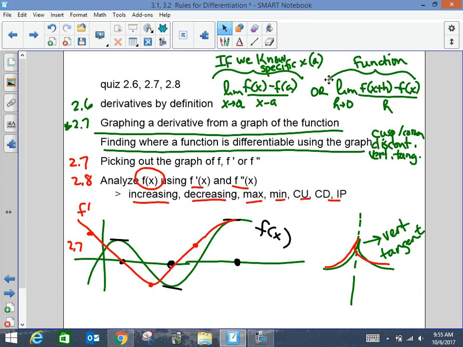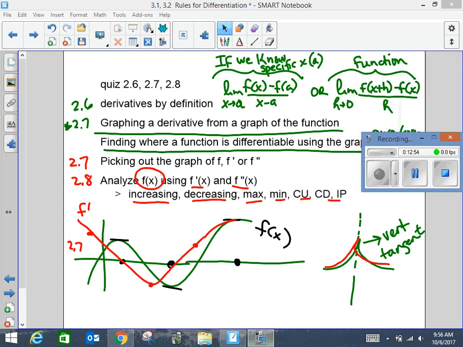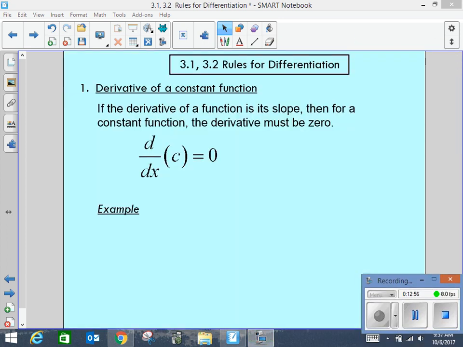All right. Are you still writing, or are we ready to move on to 3? Okay. Just 3.1. This is 3.2 as well, but we're not going to get there today.